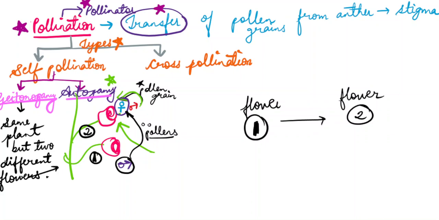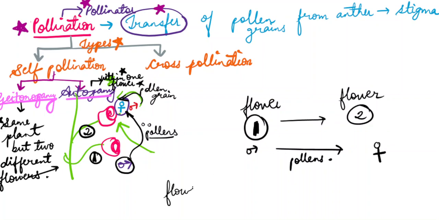Okay, same plant but two different plants. In autogamy, what's happening? Within one flower. So from flower number 1, the male part is giving to the female part. What is it giving? Pollens.